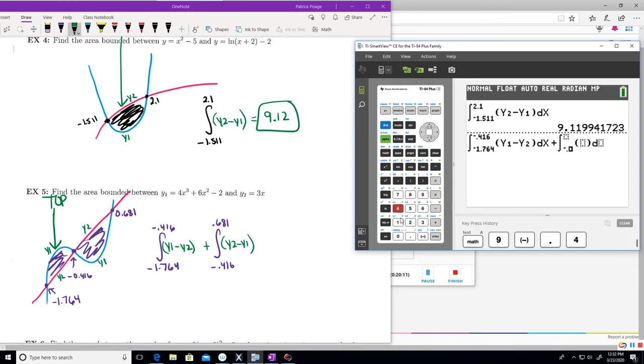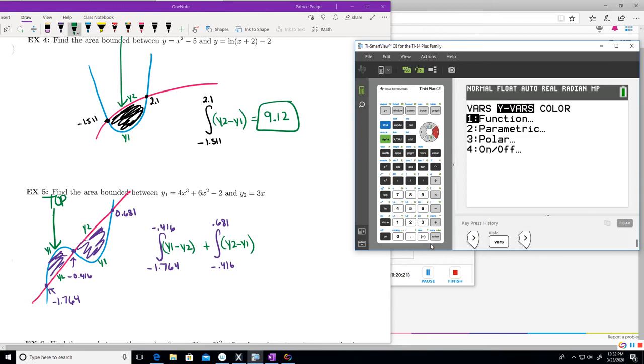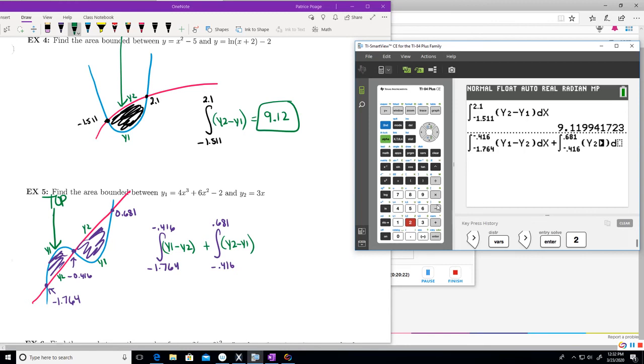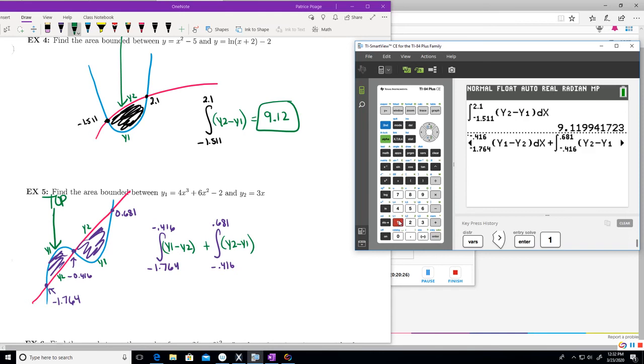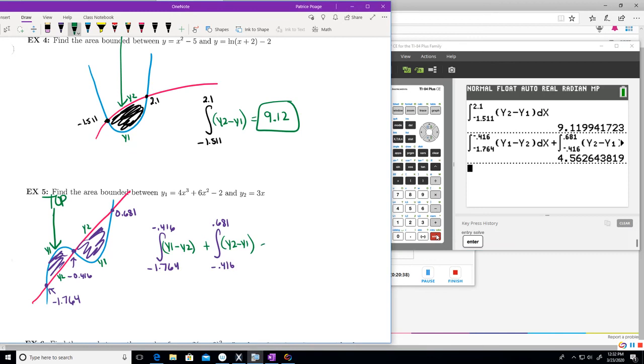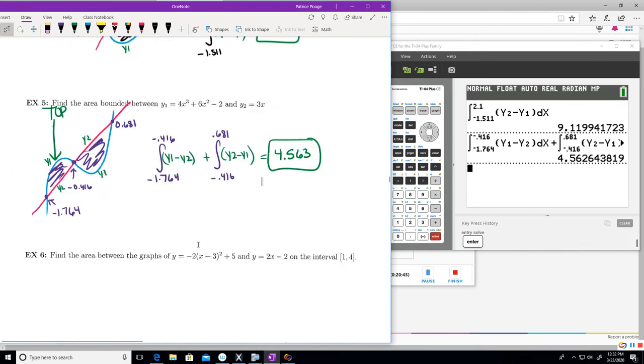Math 9, negative 0.416 to 0.681. And that's going to be vars, Y vars, function y2 minus vars, Y vars, function y1. And enter. And we get 4.563. All right.